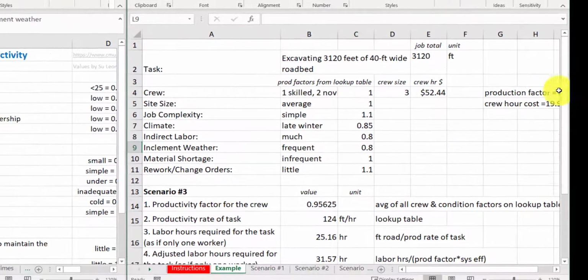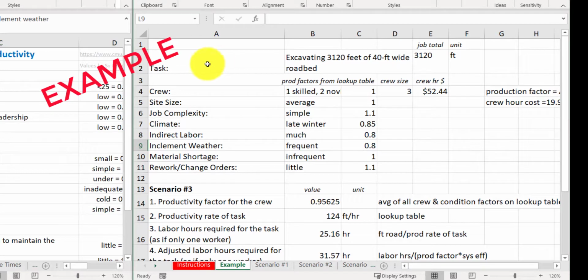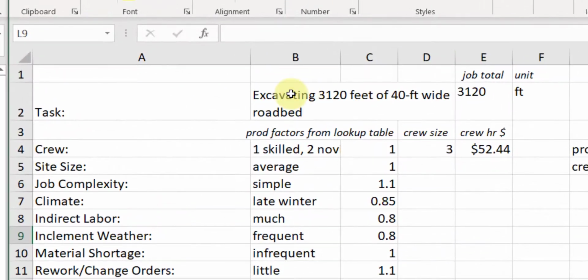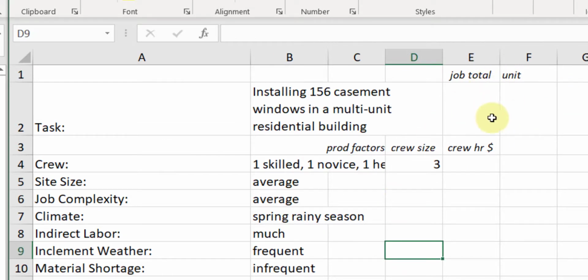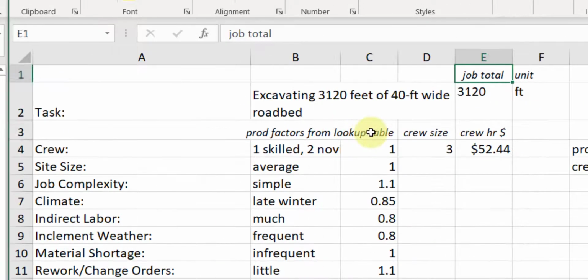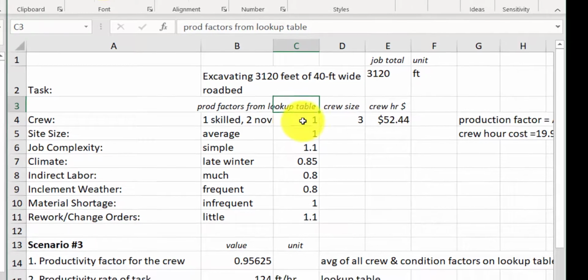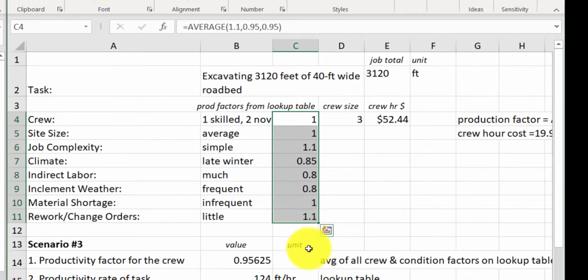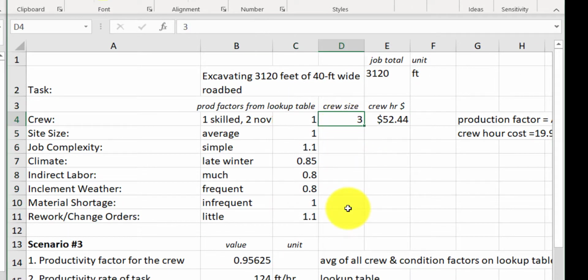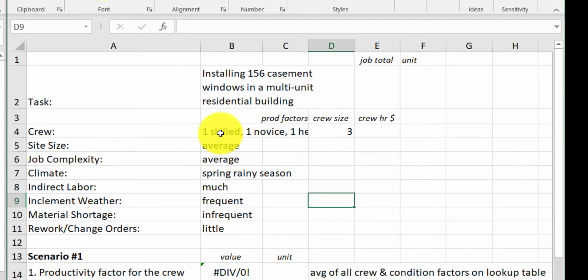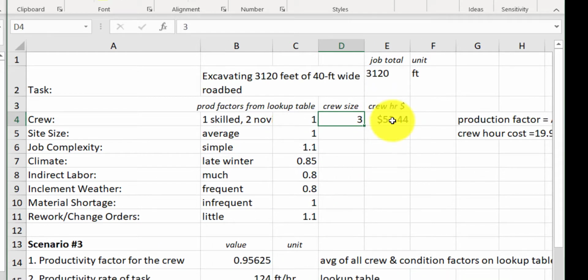So let's look at an example. So you can see I've rearranged how this is. If you saw it in a previous version, the task comes first and there's job total and unit. So let's look at one that's not finished. You can see those are blanks. You'll need to put those in. And then the production factors go here. The crew size, I've already given you. All I did was add it up. I figured you could do that.